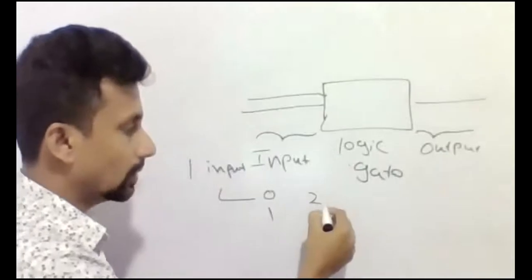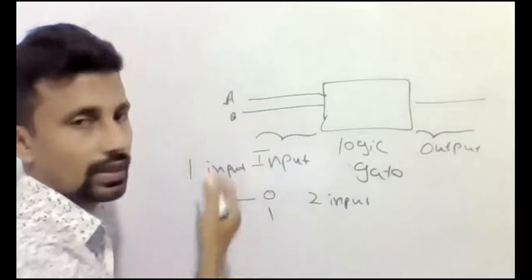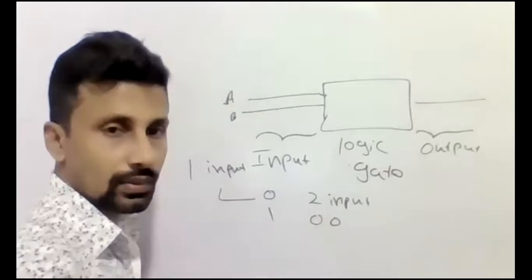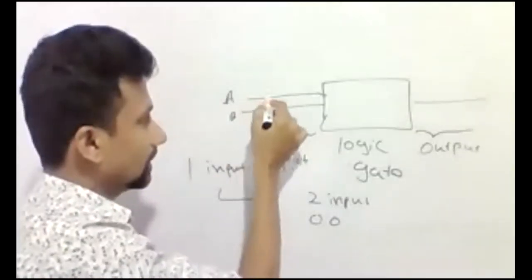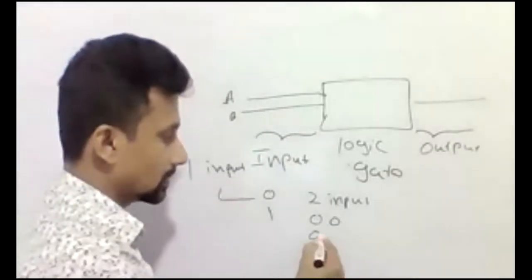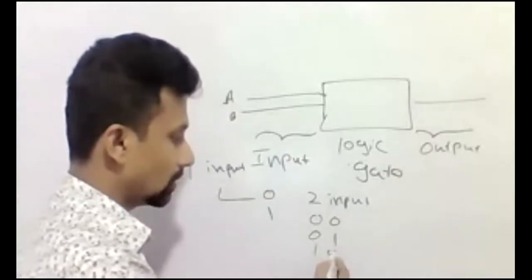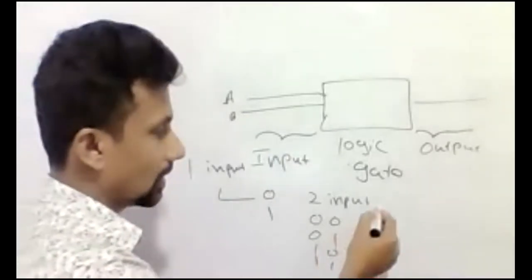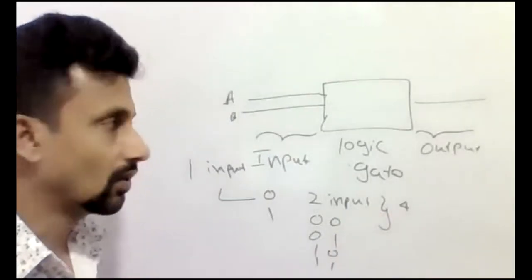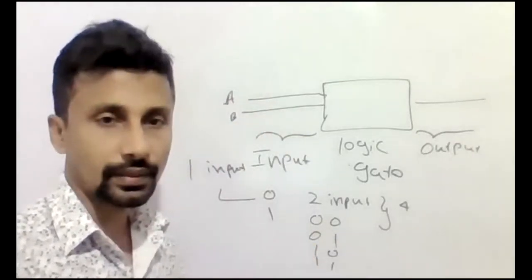If you have two inputs, like A, B, you can have 0 0, then 0 1, then 1 0, then 1 1. That means if you have two inputs, you can have four input patterns that you can insert to this logic gate.